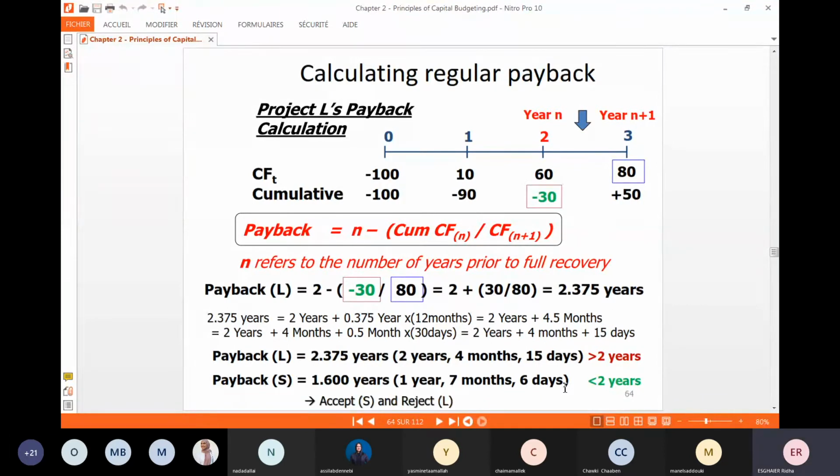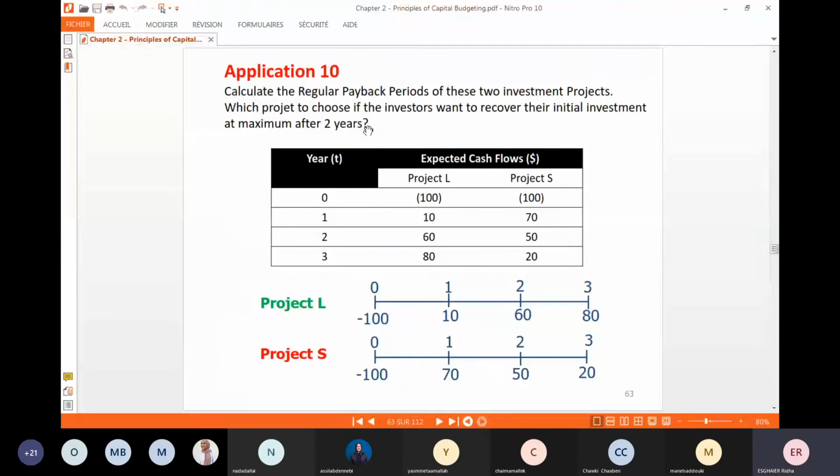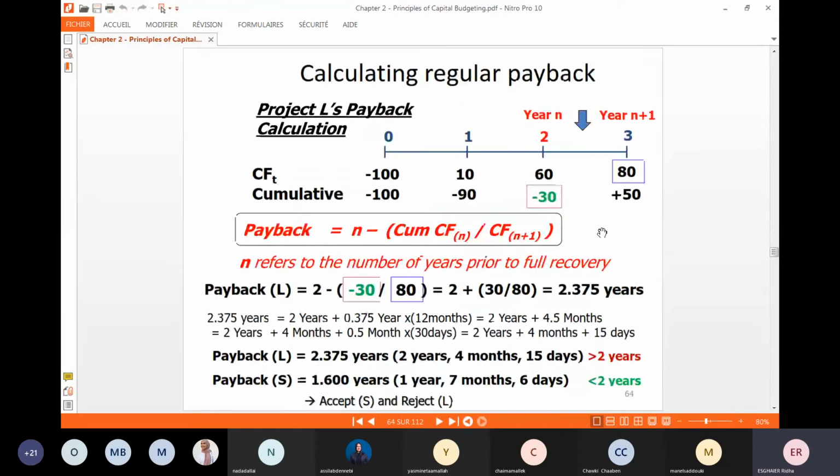In our case, it tells us we need at maximum 2 years to recover the project's initial cost. We find that only the second project satisfies our condition. Donc we accept S, we reject L.